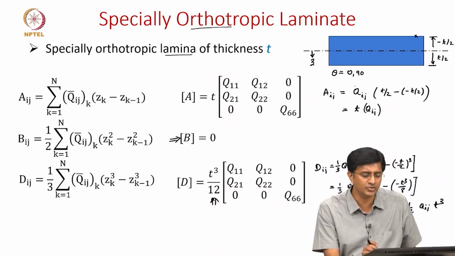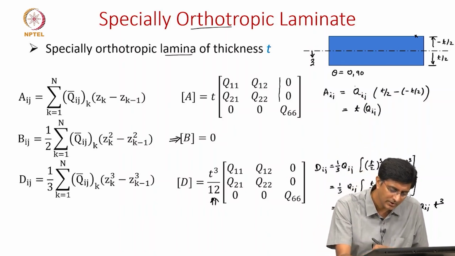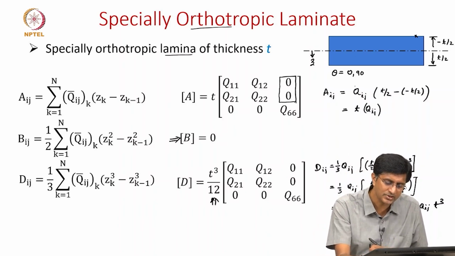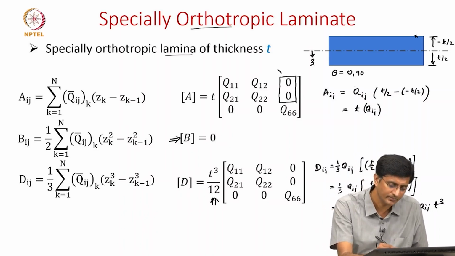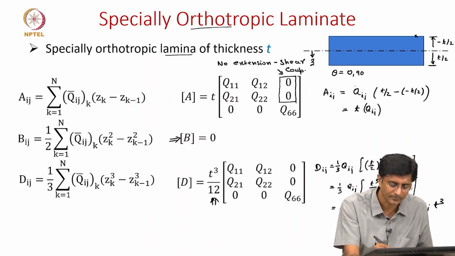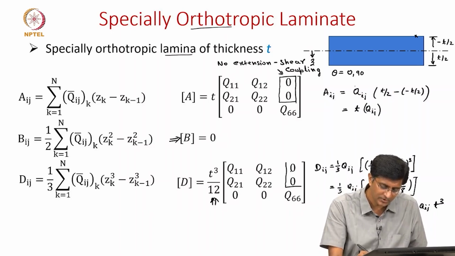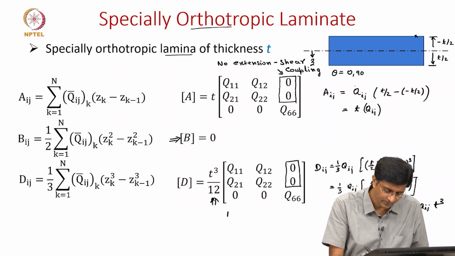The important points to note are, first, the B matrix goes to 0, meaning there is no bending extension coupling. And secondly, if we notice here, our extension shear coupling terms are also going to 0, meaning that there is no extension shear coupling. And similarly here again we have this. What does this mean? There is no bending twist coupling.